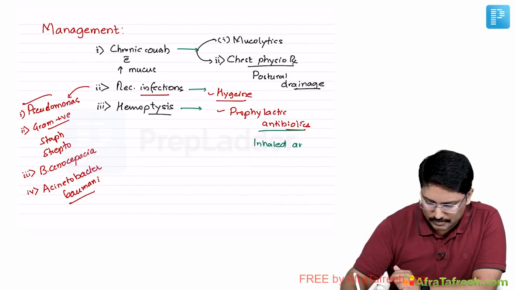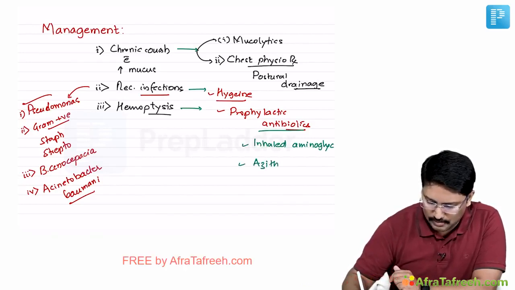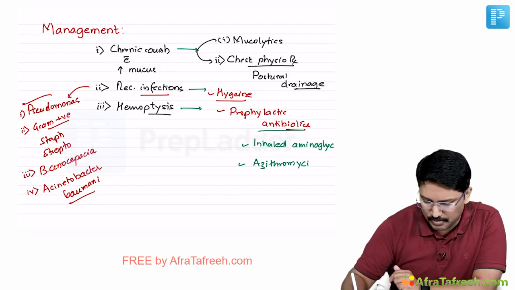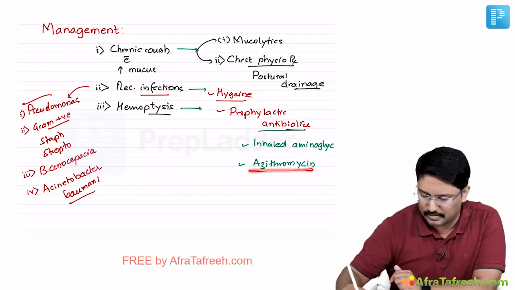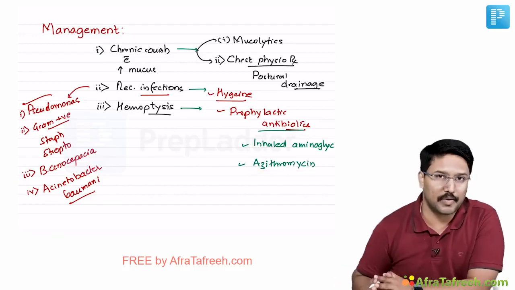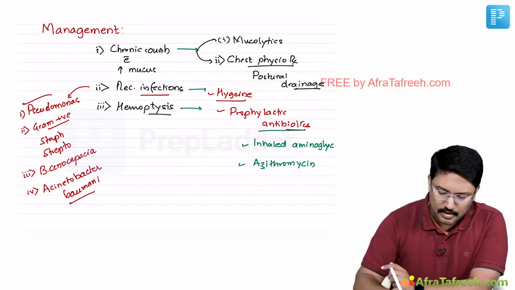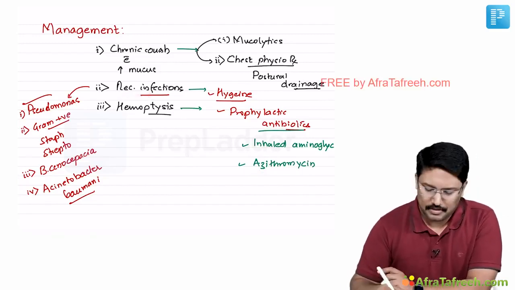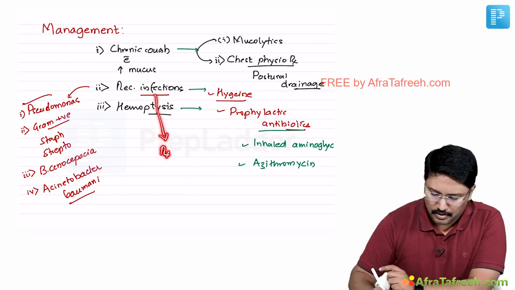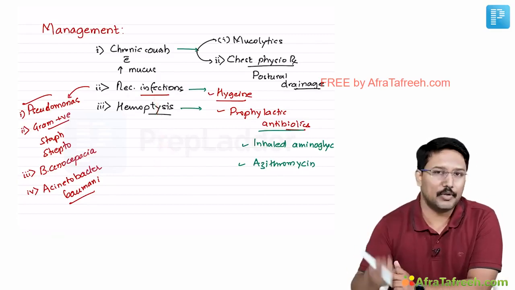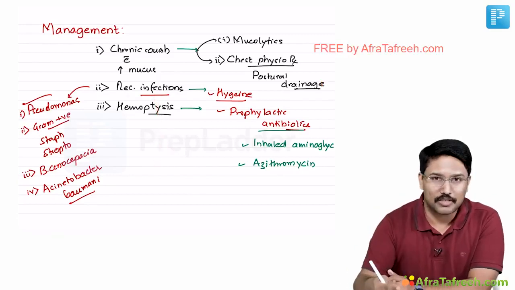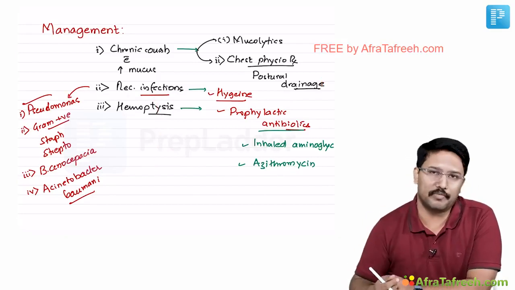inhaled aminoglycosides as one of the prophylactic antibiotics, or you can consider giving them azithromycin in a selected set of individuals, but obviously there is concern about rising resistance against azithromycin, so it is not routinely practiced anymore. And prompt identification of infection and institution of treatment is very, very important, because every episode of infection leaves behind a much more destroyed airway and much poorer PFT parameters.